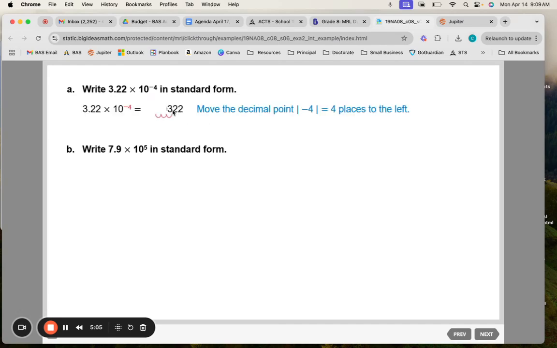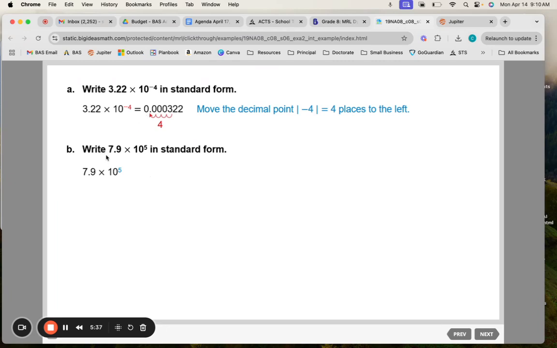So from the 3, you're going to go back 4 spaces. 0.000... Nope, just 3 zeros, because the 3 counts as one of your place values. So just 3 zeros in front of the 3. And yes, to make it proper, you do need a 0 in front of the decimal. You can't just put .00322. That would not be correct.